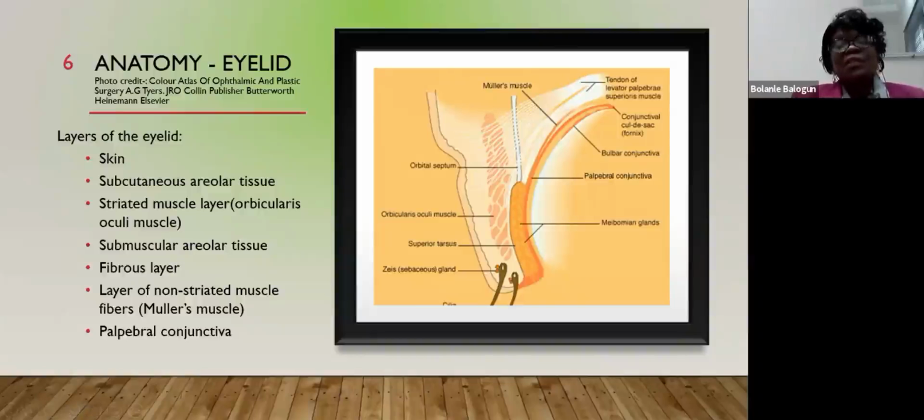That's the skin and the subcutaneous areolar tissue. All of these really come to form a very thin layer. The orbicularis oculi muscle functions to close the eyelids. The submucosal muscular areolar tissue is also a very thin layer. And then you have the layer of striated muscle, that's Muller's muscle, which lies beneath the levator palpebrae superioris. And then you have the palpebral conjunctiva. The levator palpebrae superioris actually has its fibers fan out.